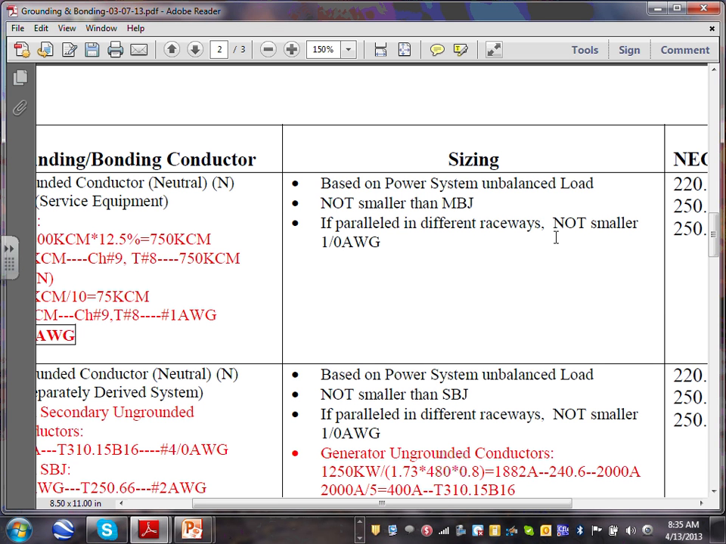You need to parallel. If you parallel, the paralleling rule also applies, guys. You cannot, shall not, will not parallel less than what? 1 knot. So when you're sizing your neutral and you came up with number 2, but you're paralleling your neutral, can you use number 2? No, it has to go 1 knot. So that's why I threw in the third bullet. Any comments, guys? Any questions about that?